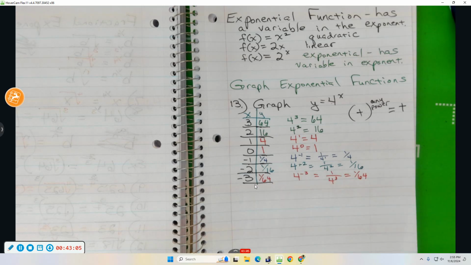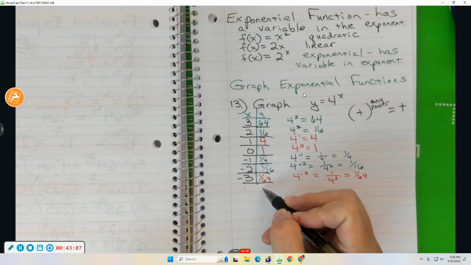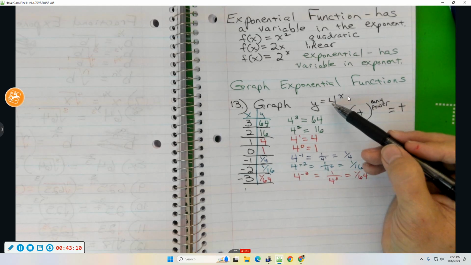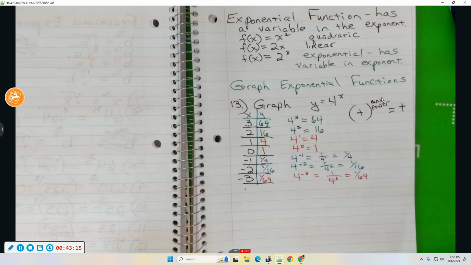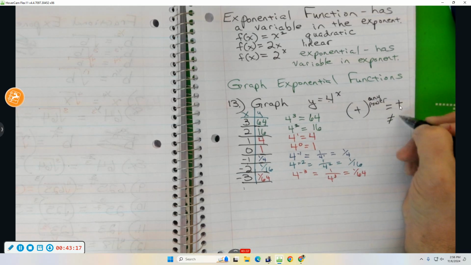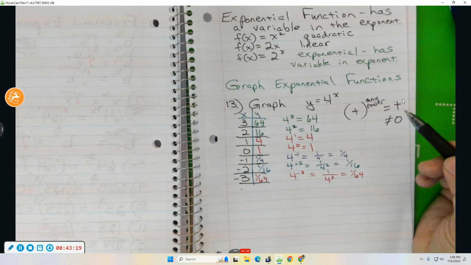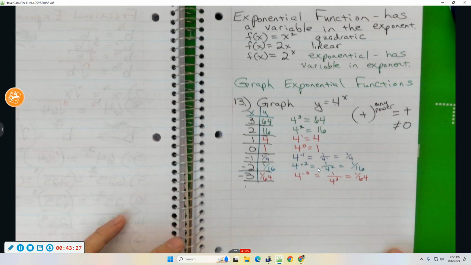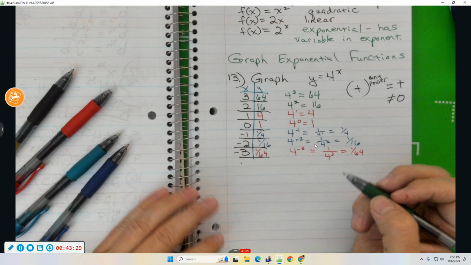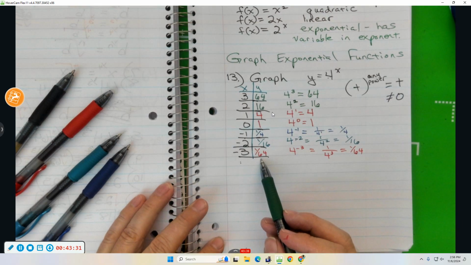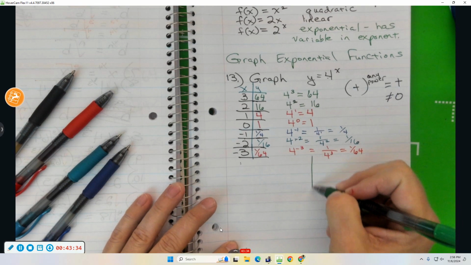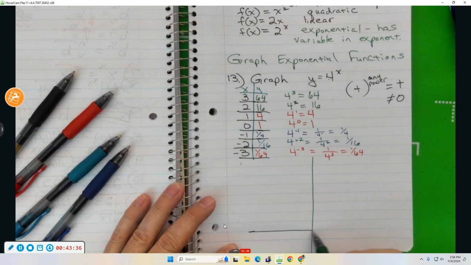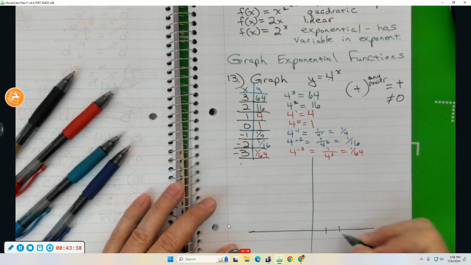What about 0? Is there a number you can plug in to make this thing equal 0? 4 to any power, a positive number to any power, it's not going to equal 0. It has to be positive, greater than 0. And that'll be significant in a moment. Let's draw our xy grid. And since we don't have any negative y values, I'm going to just draw the grid showing there. I think that's good enough.